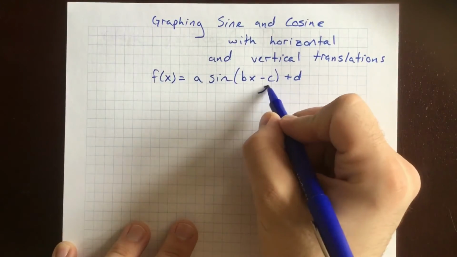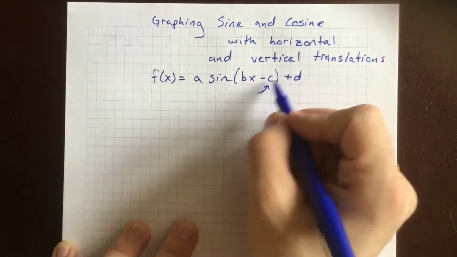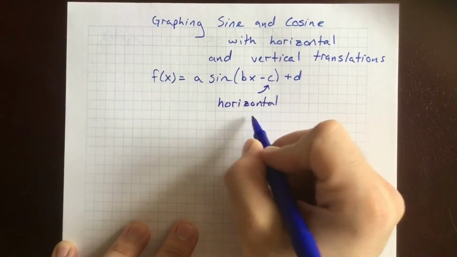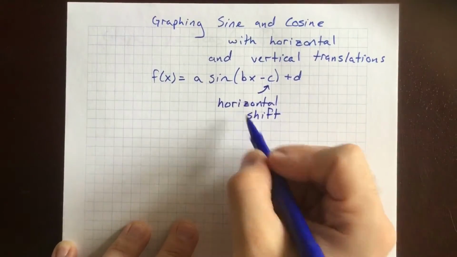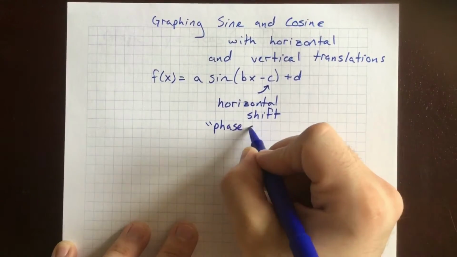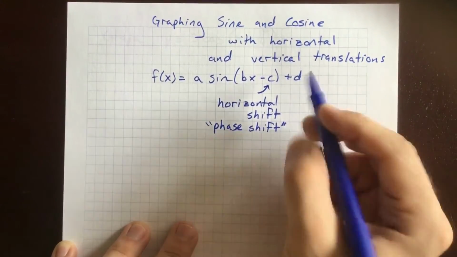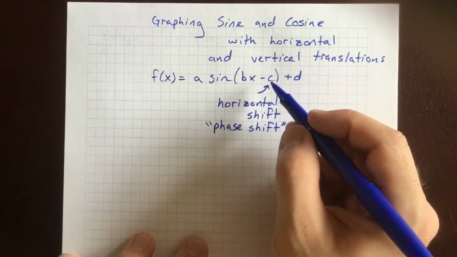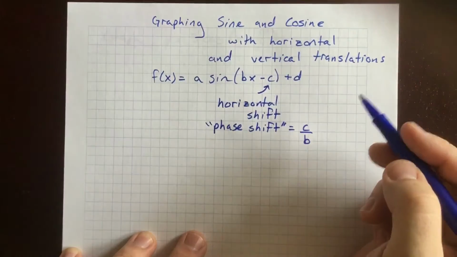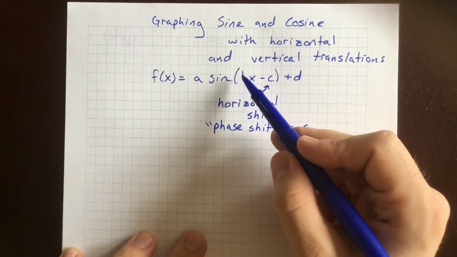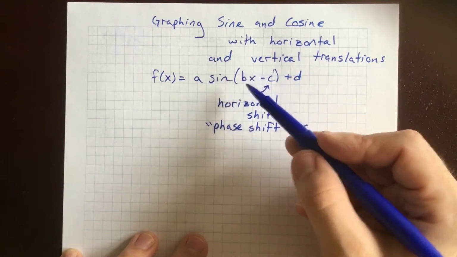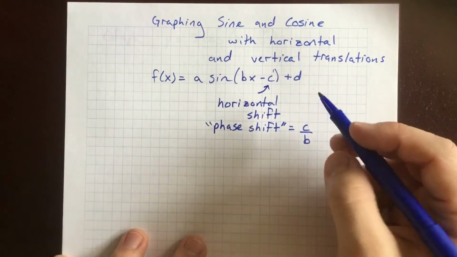So this placement of C affects the horizontal shift. And we're going to start calling this horizontal shift a phase shift. Now, the phase shift or the horizontal shift is not C alone. It is actually C divided by B. So when B is 1, our phase shift is just this value. But when B is something other than 1, it changes the phase shift slightly.